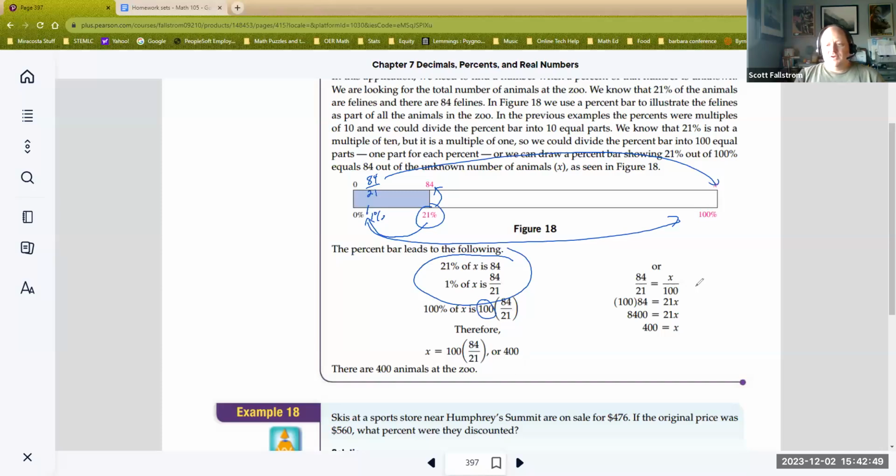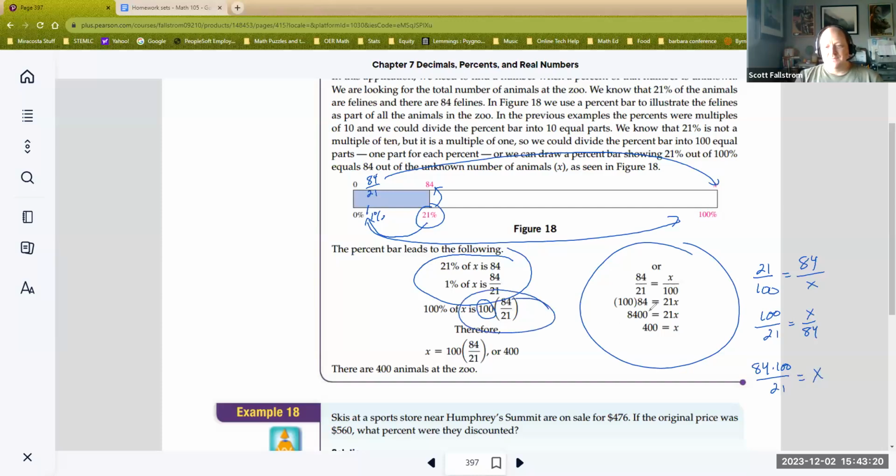Okay. You could set it up this way as well. I'm not a fan of this approach. I kind of prefer you have 21%. That's 21 out of 100. You have 84 animals out of I don't know how many. And then here, if it was me, I would invert because that puts my variable on the top and then multiply by 84. So I have 84 times 100 over 21, and that equals x. And when you do that, you get exactly the same thing. You can kind of see you get exactly the same thing no matter which way you do it.